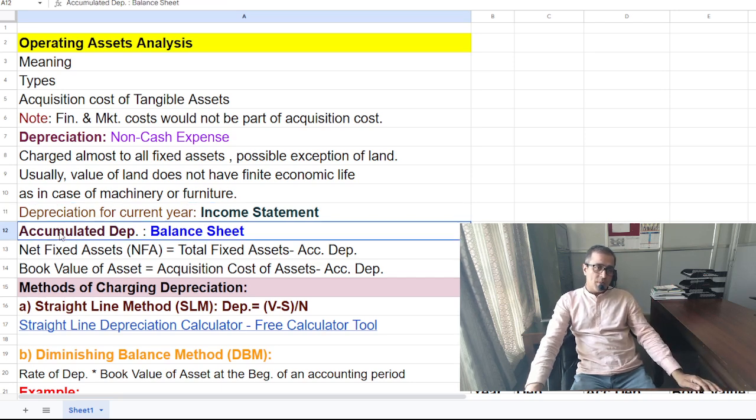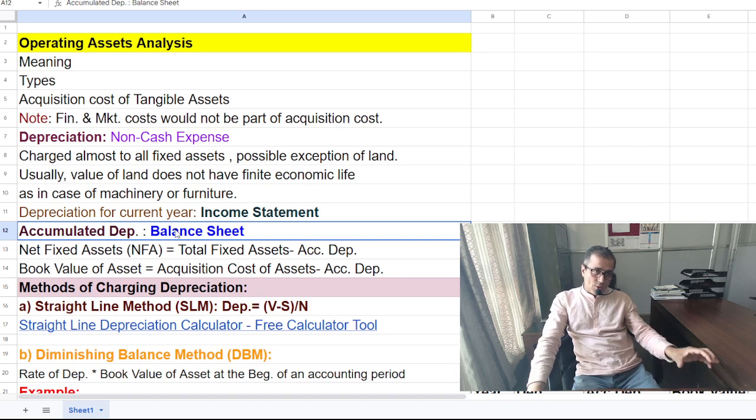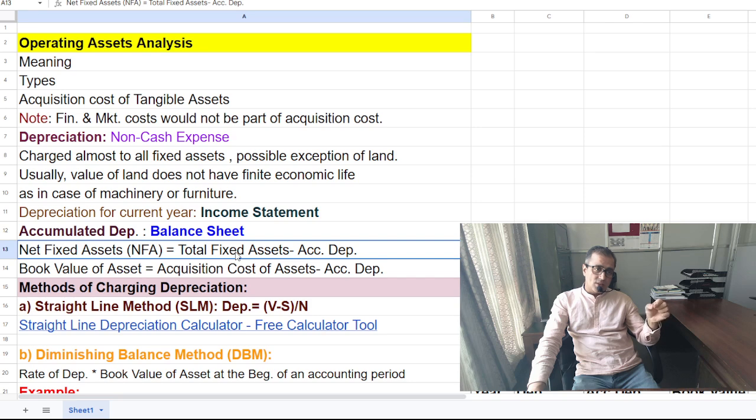And what about the accumulated depreciation? This is all about, for example, you have used a machine for 4 years while its life is 10 years, then you would be calculating your depreciation over the 4-year period, then that is called accumulated depreciation, and that will be reported in the balance sheet, right? In balance sheet, what do you do? From the fixed assets, we will be deducting the accumulated depreciation.